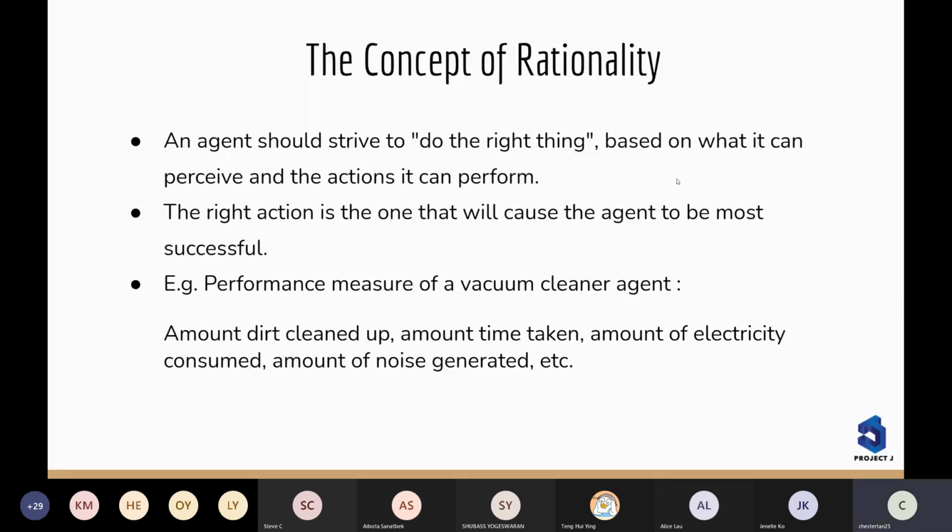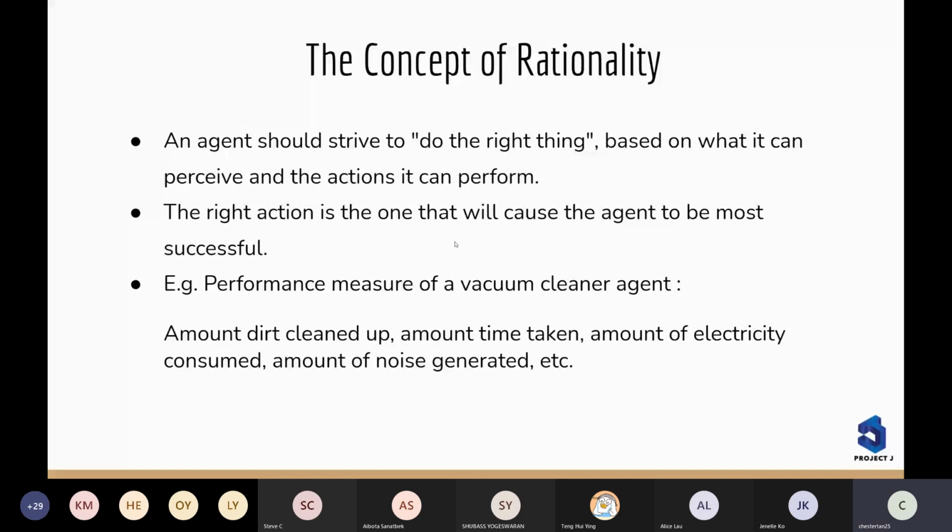This is a very important aspect for the intelligent agent, because an agent which is rational should strive to do the right thing at the right time, based on what it can perceive and the actions it can perform. Basically, if an agent is rational, it should do the best action that it can perform based on what it perceives from the environment. So it means doing the right thing at the right time, okay?